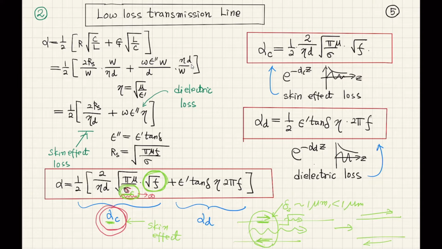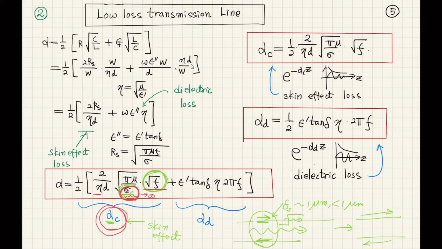The first important observation here is that the conductor loss is proportional to the square root of frequency. The second is that it is inversely proportional to the conductivity of your material. So silver is better than copper, and copper is better than tungsten and other materials. When you are designing interconnections using certain metals, you have to carefully choose the conductivity of your metal.